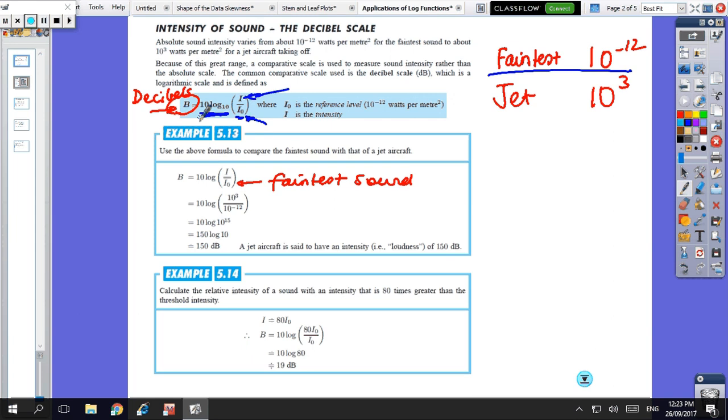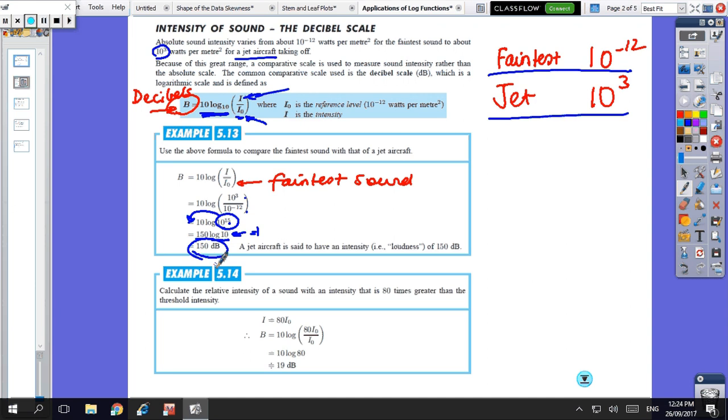Okay, so we've got a jet engine in the information up here. That said the jet engine is 10 to the 3, and so we've got 10 to the 3 over 10 to the minus 12, and then when you use your index laws you get 10 to the power 15, and then that index out the front using the index laws, that 15 comes out the front, so we end up with 150 log 10, and log 10 equals 1, so we end up with 150 decibels. So a jet engine is said to have a loudness of 150 decibels.